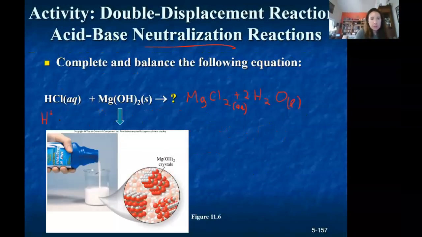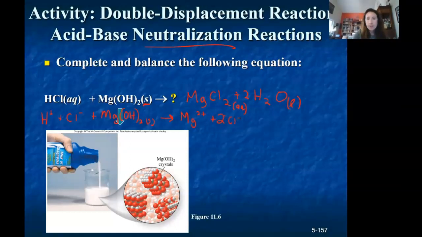This is going to be H plus, Cl minus, plus this has to stay together. And the reason this has to stay together is because it's a solid. Mg2 plus, 2 Cl minuses, plus 2 waters. Again, the water will also stay together because it's a liquid. Now we cross off everything that is the same on each side.